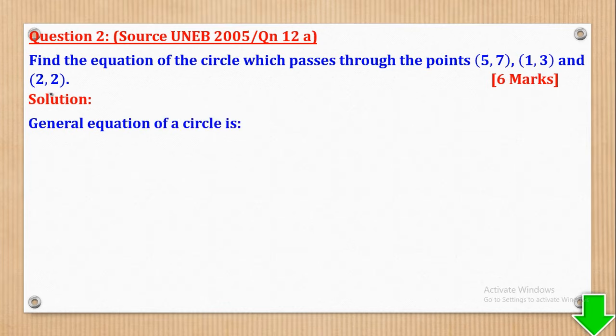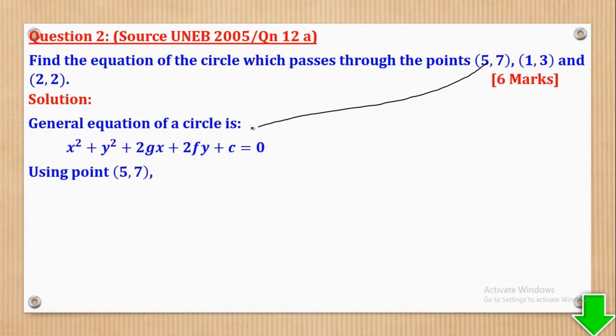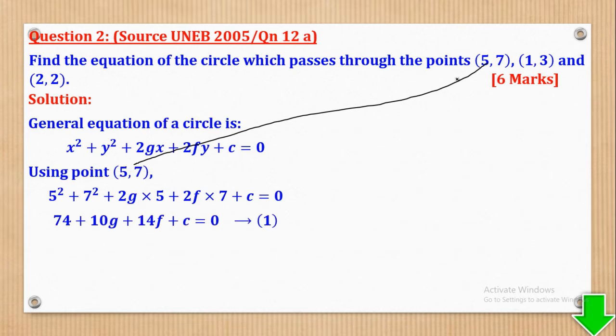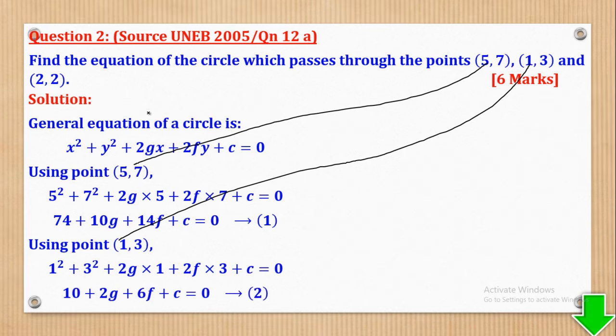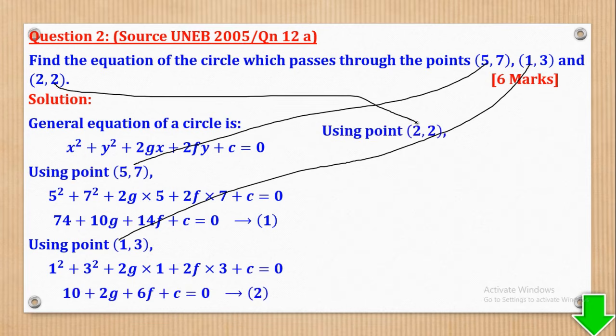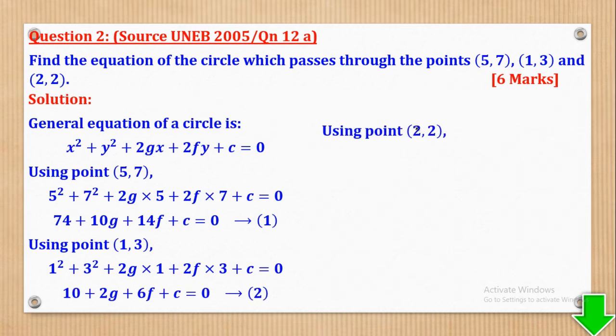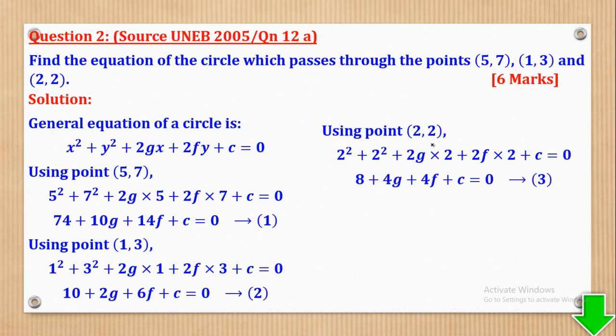So still we shall quote the general equation of the circle, then I'll use point by point. When I start with this one, x is 5, y is 7, therefore substitute for x and y and come up with equation 1. Next is to use this point, x is 1, y is 3, therefore substitute for x and y, then get equation 2. Then lastly this point, x is 2, y is 2, therefore substitute for x and y, then come up with equation 3. So we have 3 equations and 3 unknowns. Next is to solve simultaneously.